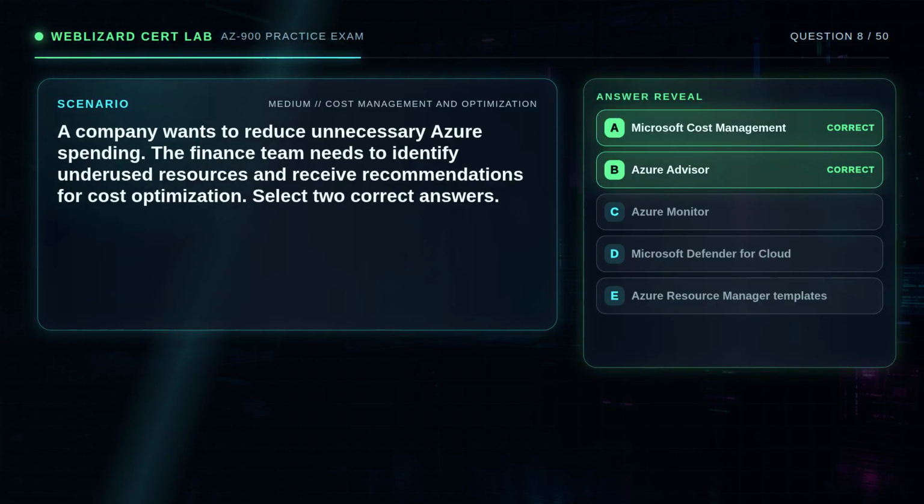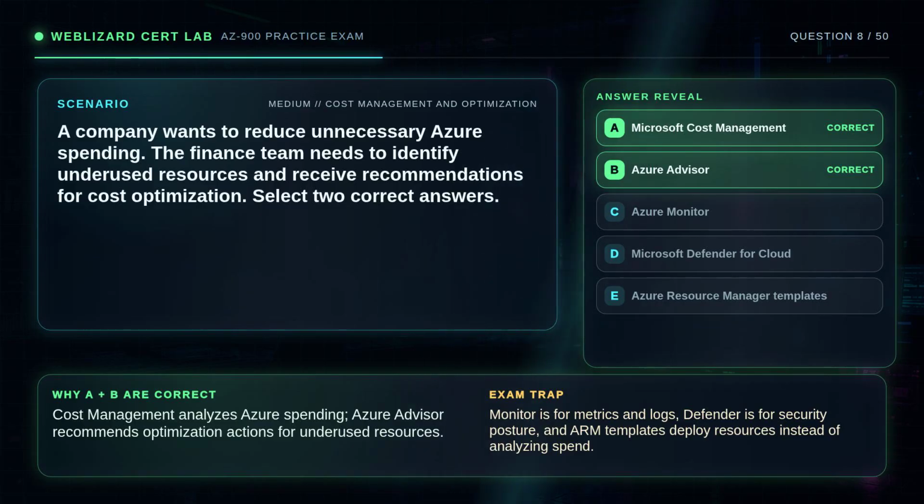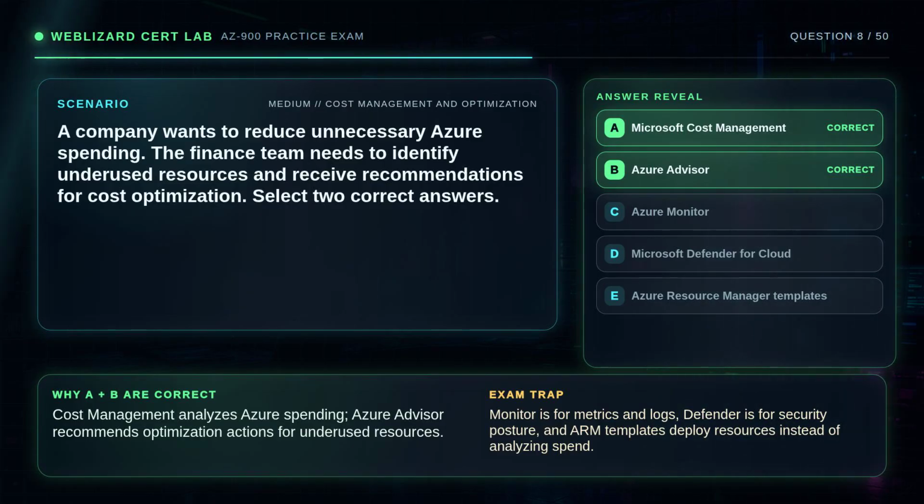The correct answers are A and B. Microsoft Cost Management and Azure Advisor. Microsoft Cost Management helps the finance team analyze Azure spending, budgets, and cost trends. Azure Advisor reviews deployed resources and gives recommendations, including ways to reduce cost by right-sizing or shutting down underused resources.